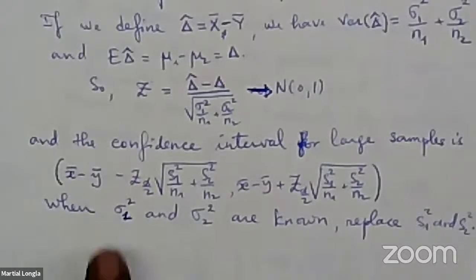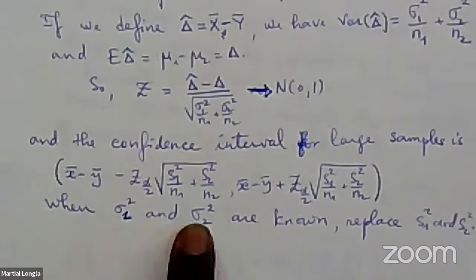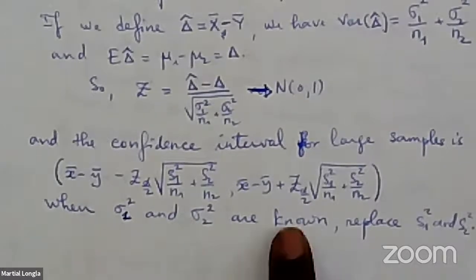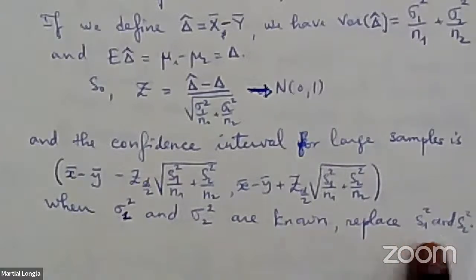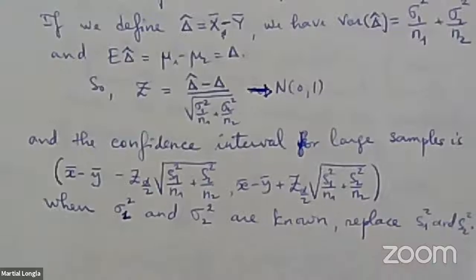And then we say again here, when sigma square 1 and sigma square 2 are known, you replace s1 square and s2 square in this formula by the given variances. Because again, you don't estimate something that you know. If you know it, use it.